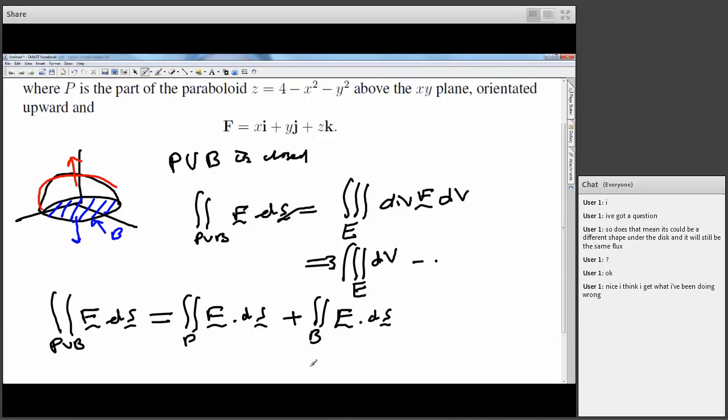So it's really the sum of these two. So this is our goal. So to work out this one over here, it's worthwhile thinking what it's going to be.